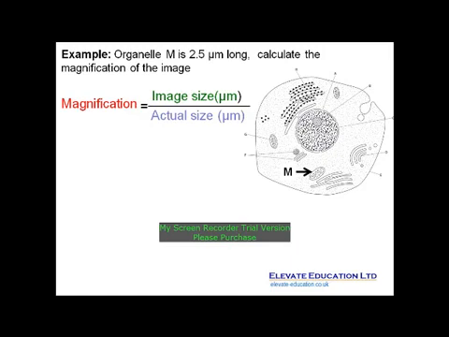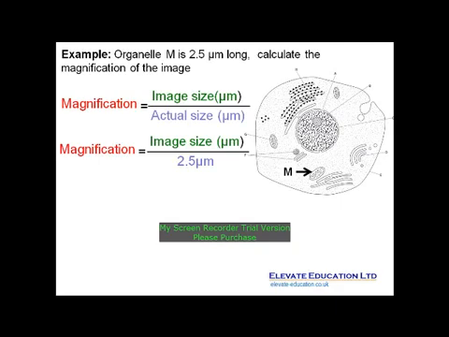We're told by the question that the length of that mitochondria, the actual size of it, is 2.5 micrometers long. But to work out the magnification, we also need to know the image size. So we need to measure the same measurement in the image. So we need to get our ruler and measure how long our mitochondria is in our image in millimeters. In this case, it's 8.5 millimeters long.